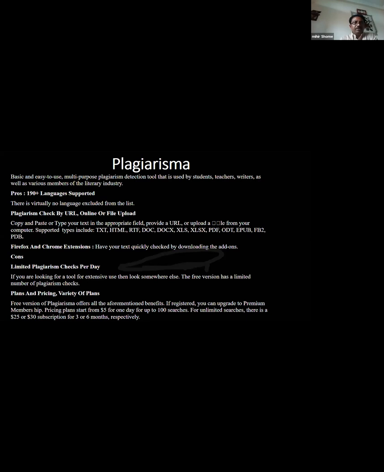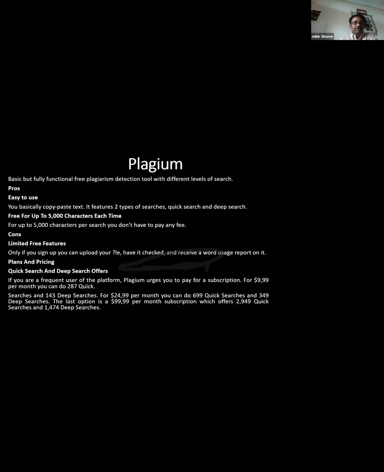Then Plagiarism Checker, a basic but fully functional free plagiarism detection tool with different levels of search. Pros: easy to use, free up to 5,000 characters each time. Cons: limited free features. Then plans and pricing: quick search and deep search offers. There is also different membership fee, individual as well as professional, on a per month or yearly basis, whatever is available here.